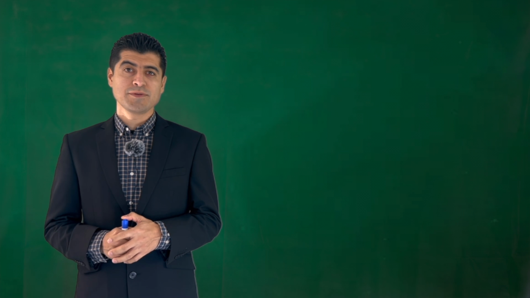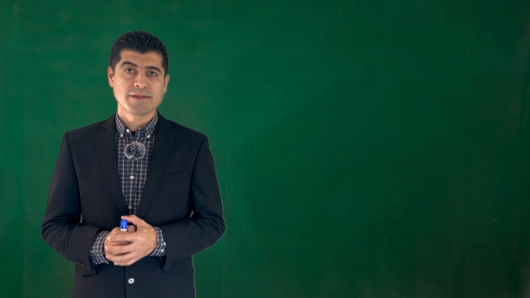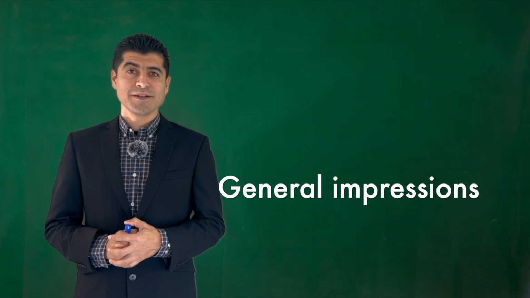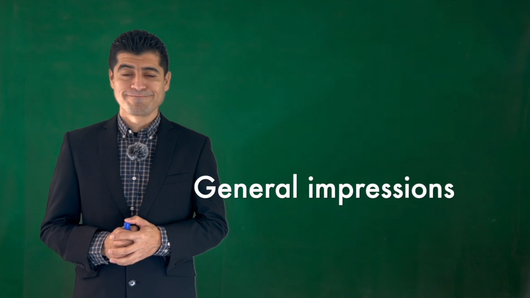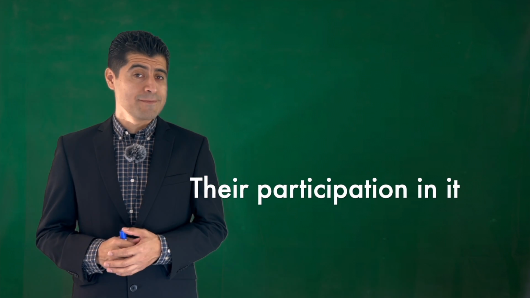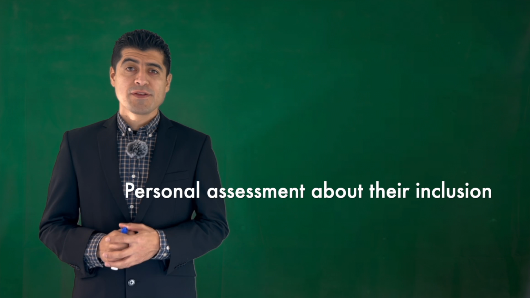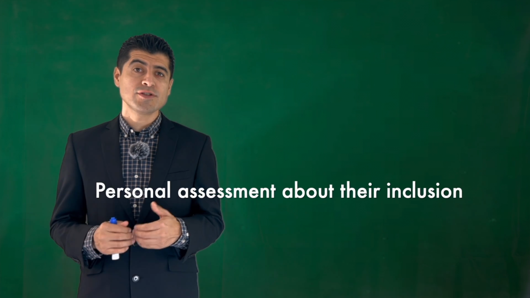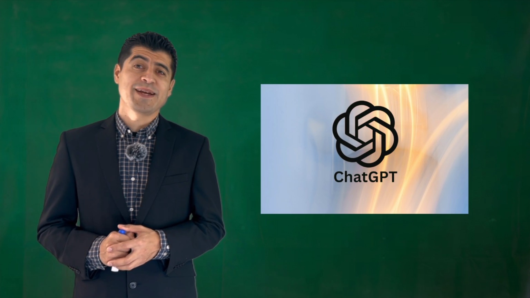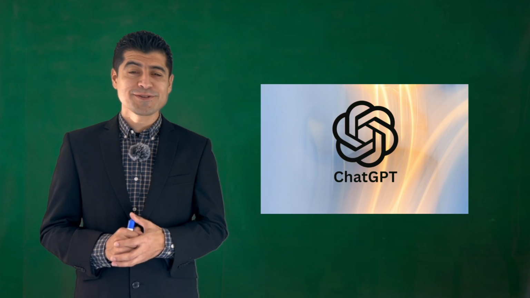As the final data collection technique, students wrote a narrative to evaluate the syllabus in 3 aspects. Number 1, how students felt about the course in general. Number 2, how the participation process was for them. Number 3, their personal assessment of their inclusion in this project. Their narratives were processed by an AI, obtaining the following results.